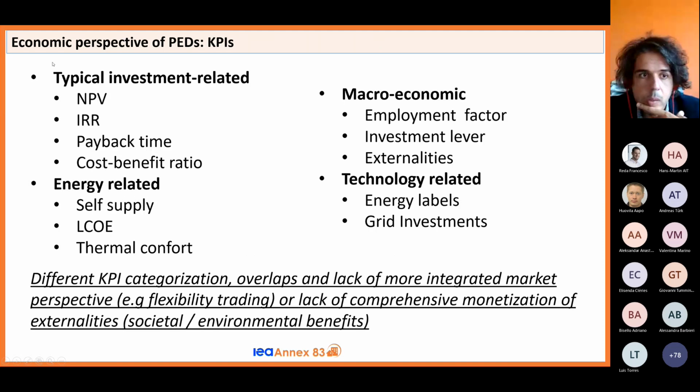I won't mention these KPIs, which are very well known. We all know what we're talking about, but the thing is again that for different KPIs, there's a need for overlaps and more integrated KPIs involving the market perspective as well.